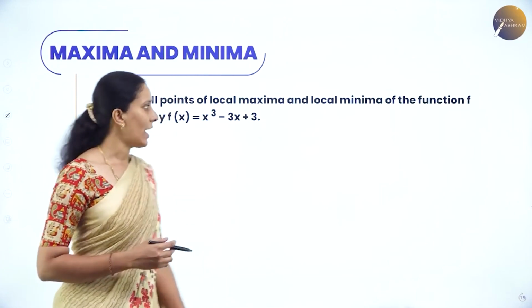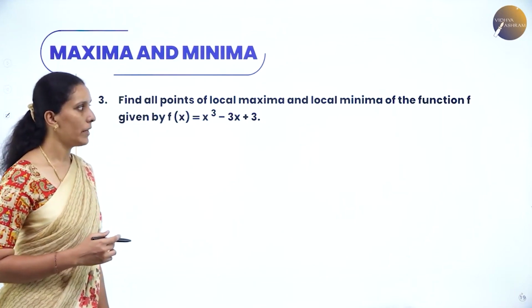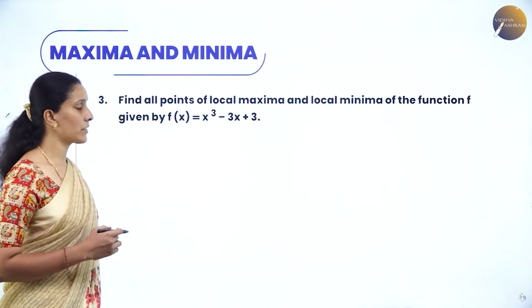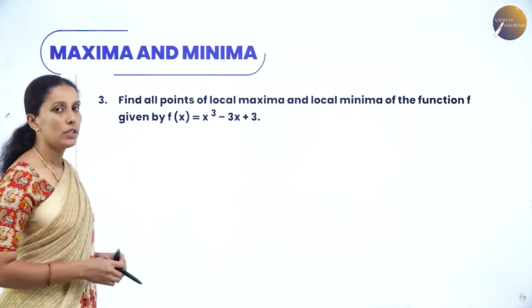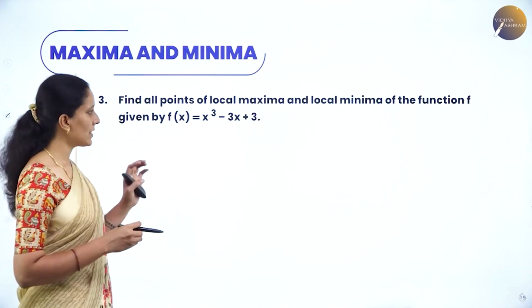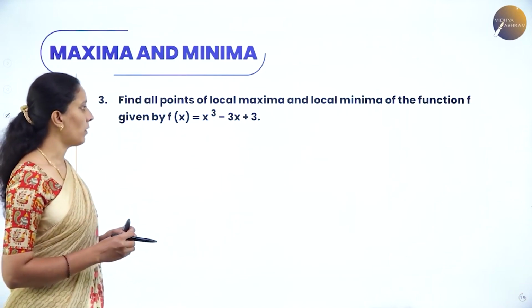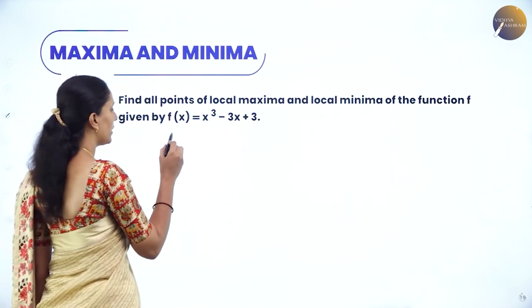So, next question we have here: find all points of local maxima and local minima of the function f given by f of x is equal to x cube minus 3x plus 3. We have studied the first derivative test. So, let us apply the first derivative test for this question. So, we have f of x is equal to x cube minus 3x plus 3. So, let us find the derivative.